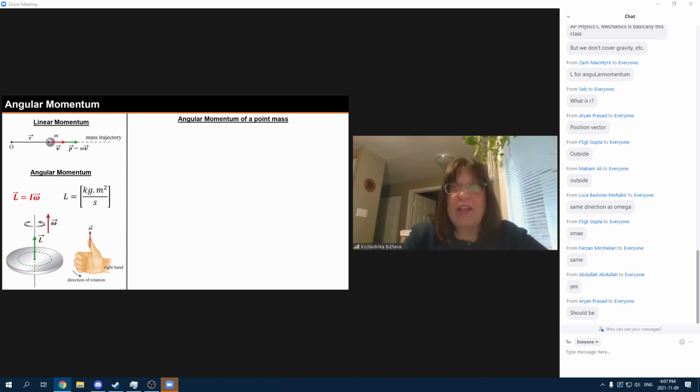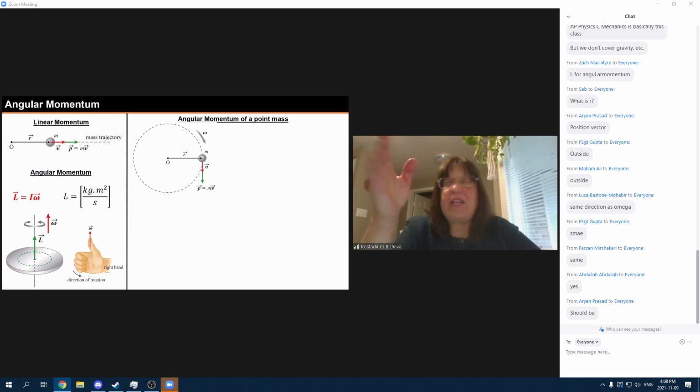Okay, so let's think about whether there is another way to define the angular momentum for a moving particle, and if there is a way to connect the angular momentum L vector with the linear momentum of the particle P, as defined here in this relationship. So if we consider a particle going in circular motion, and for the sake of argument a uniform circular motion, then the angular velocity of that particle is going to stay constant over time.